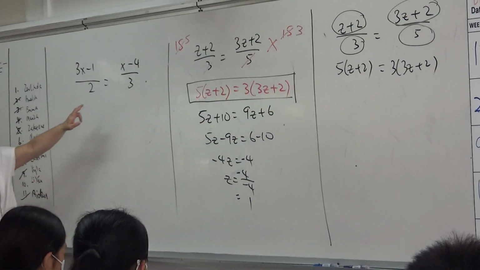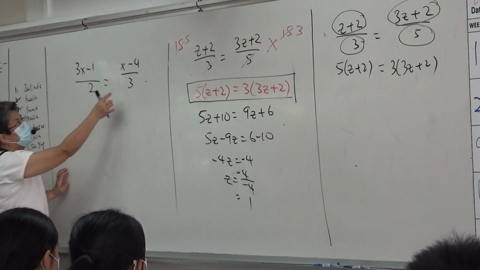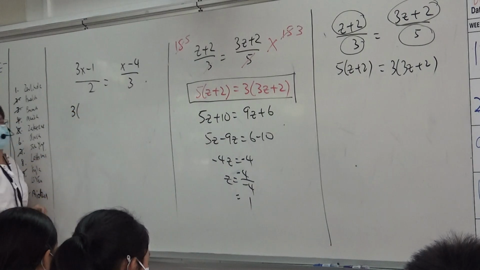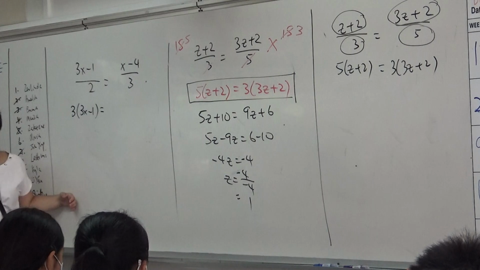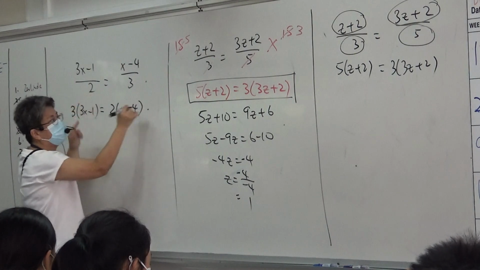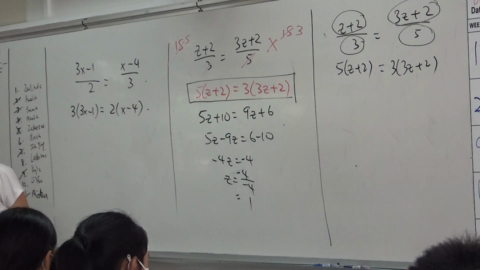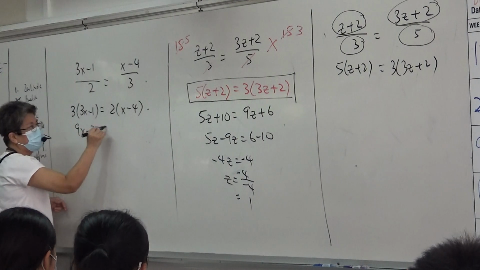It doesn't matter whether you cross here first or cross here first. Now let's say I cross here first. It will be 3 bracket what? 3x minus 1, right? Equals to what? 2 bracket x minus 4, correct? Yes or no? Okay, so this will become 9x minus 3.